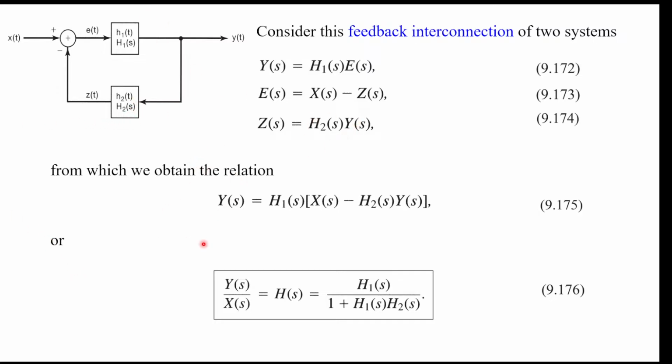If you string all those relations together, you can eliminate big E and big Z, and you want to get a relation between big Y and big X. You will get big Y equal to H1 times (X minus H2 times Y). You move things around, because it is linear in both big Y and big X, and you can see big Y divided by big X, which will be the big H, is H1 divided by 1 plus H1 times H2.